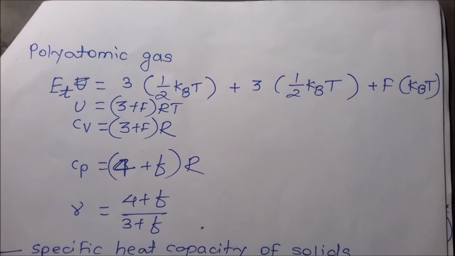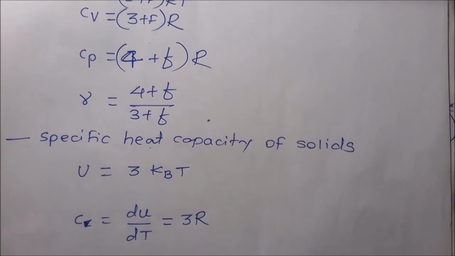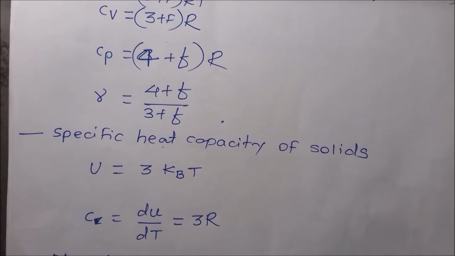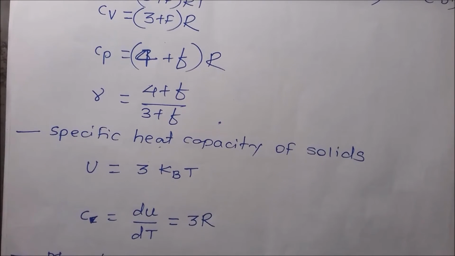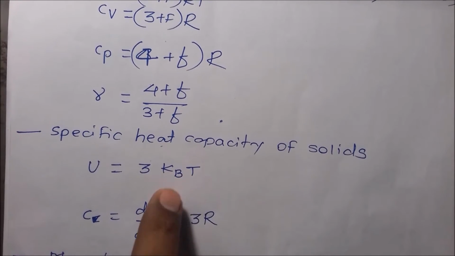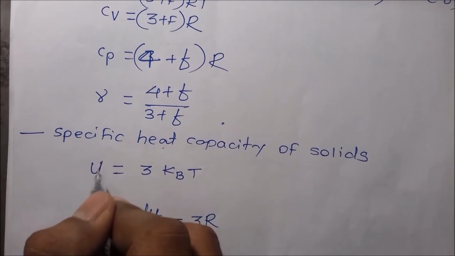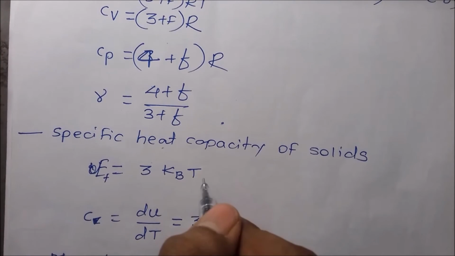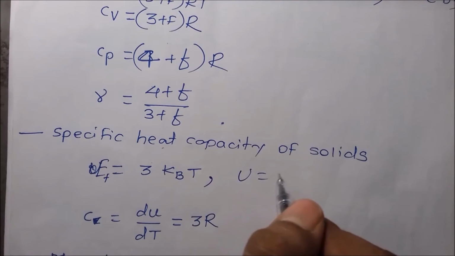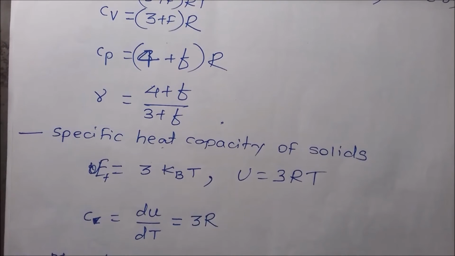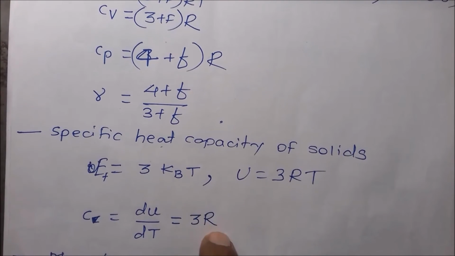Then specific heat of solids. A solid molecule has no translational and rotational degrees of freedom. It can only vibrate in all directions, X, Y and Z. And each vibrational degree of freedom has kBT energy. Therefore one molecule has energy 3 kBT. Therefore 1 mole has energy 3 RT and the derivative of this is 3R. So 3R is the specific heat of a solid.